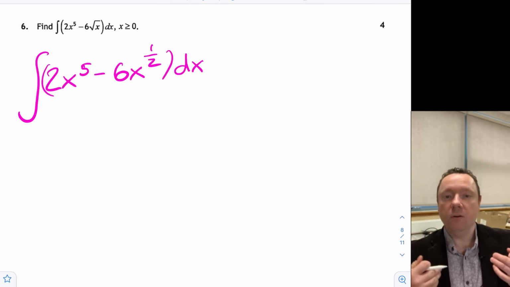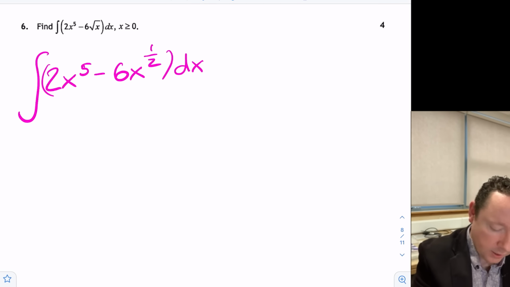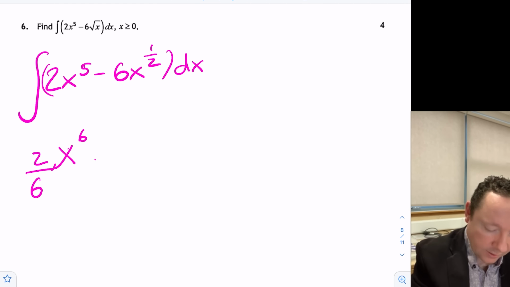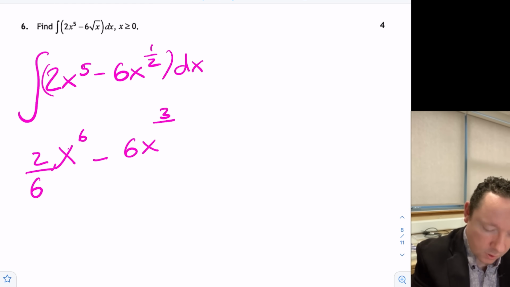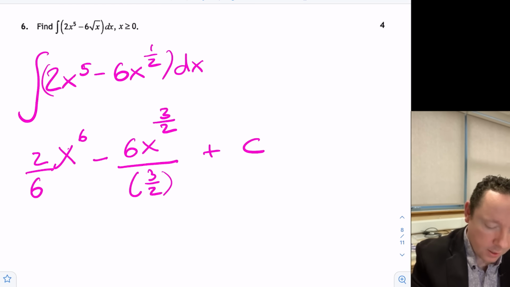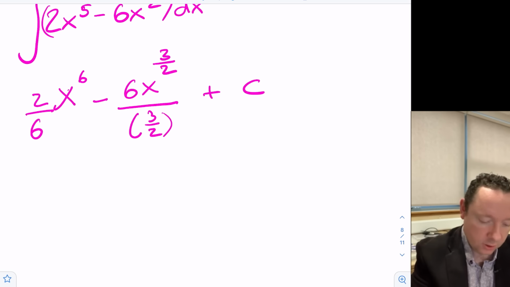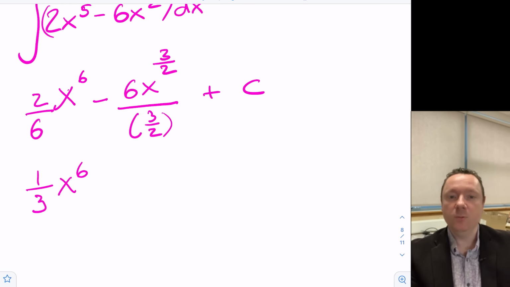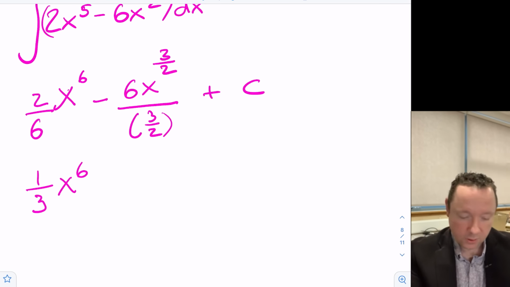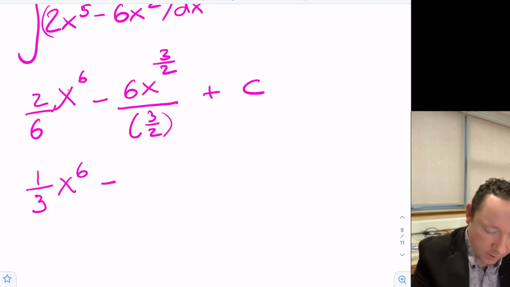So integrate, add 1 to the power, divide by the new power. So x to the 5 becomes x to the 6, and I've got 2/6 minus 6x, add 1 to a half, you get 3/2. So I have to divide by 3/2, and I've still got plus c. So dealing with the first one is easy. 2/6 is a third, so we've got a third x to the 6. Divided by a fraction, same as times by its reciprocal. So times by it and then turn it upside down. So I've got minus 6 times 2/3 x to the 3/2 plus c.